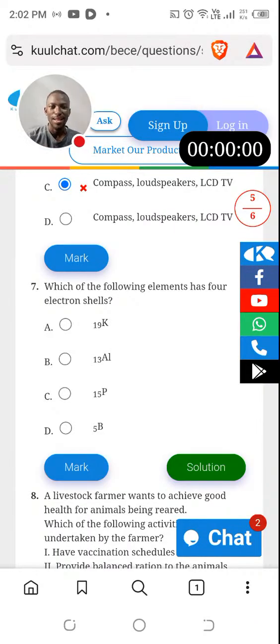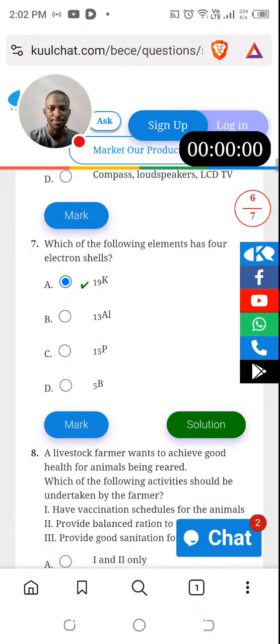Which of the following elements has 4 electron shells? We have potassium, aluminum, phosphorus, and boron. Oh, obviously, it's potassium because potassium has atomic number 19. So if atomic number is 19, the electronic configuration will be 2, 8, 8, 1. So the shell should be 4. So let's check. Good. So we've got this right.